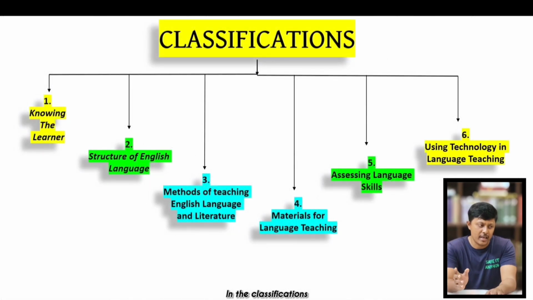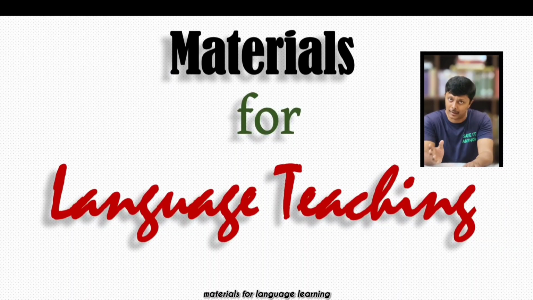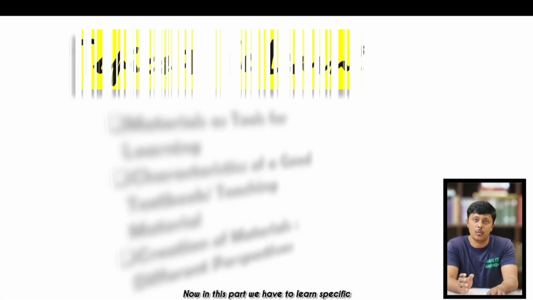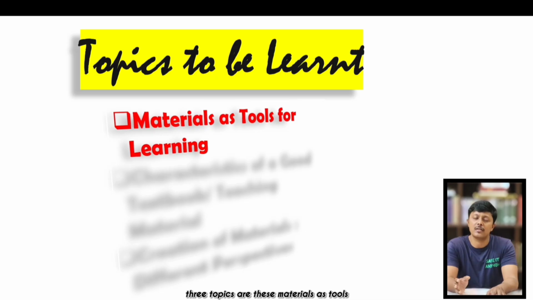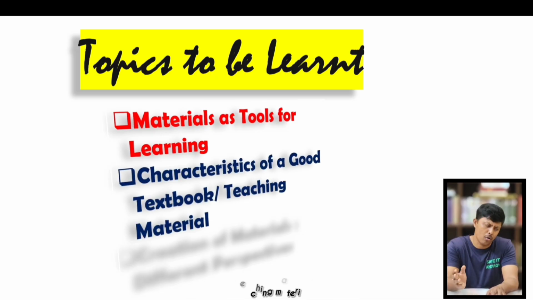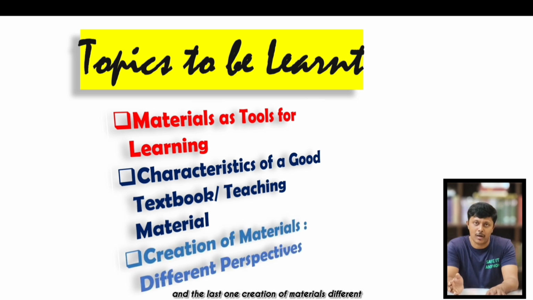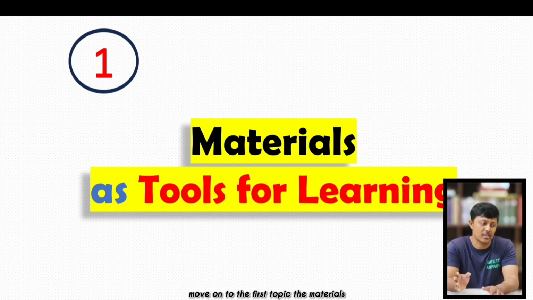In the classifications, the first three that we have already completed. Now it is time for number 4, materials for language learning. In this part, we have to learn three specific topics: materials as tools for learning, characteristics of a good textbook or teaching material, and the last one, creation of materials, different perspectives. Without wasting time, let us move on to the first topic, the materials as tools for learning.